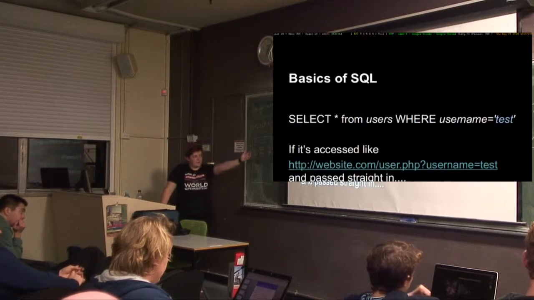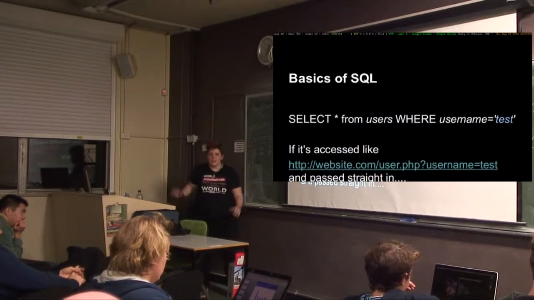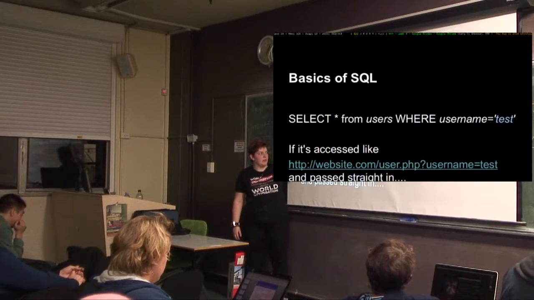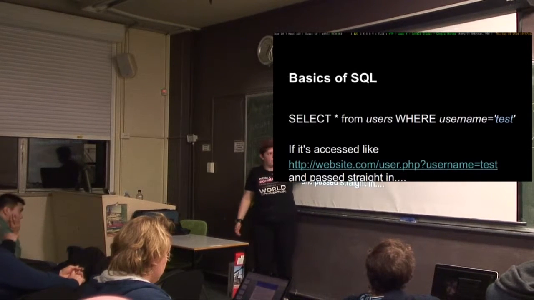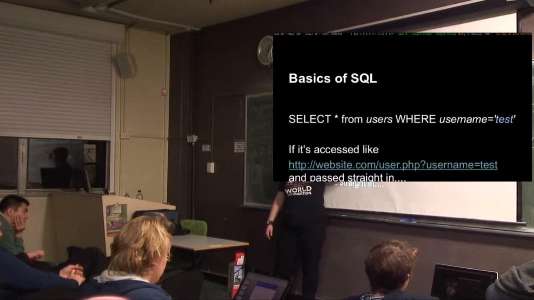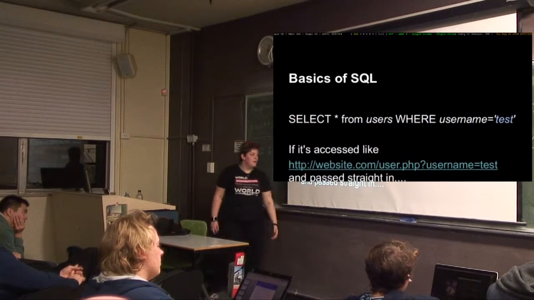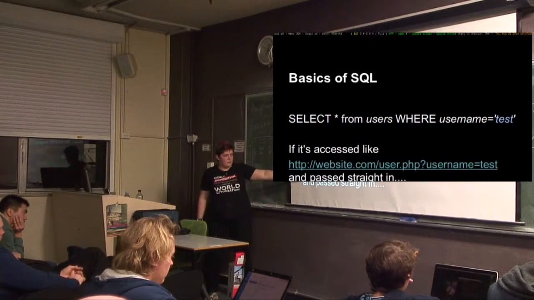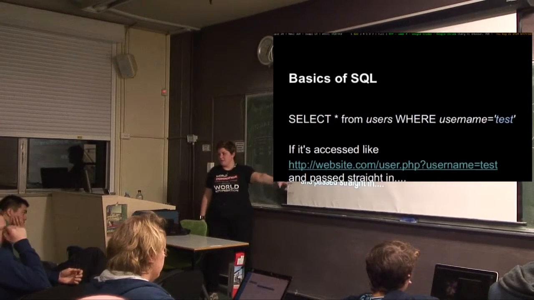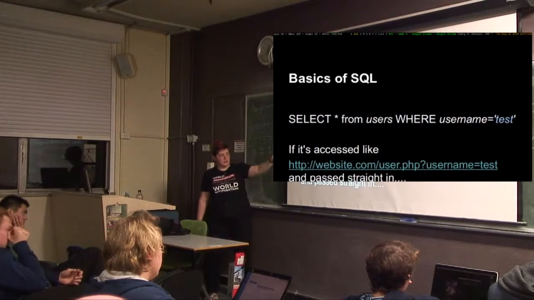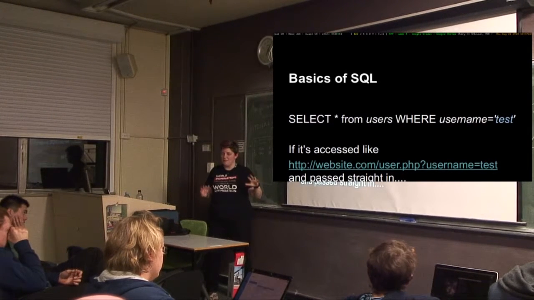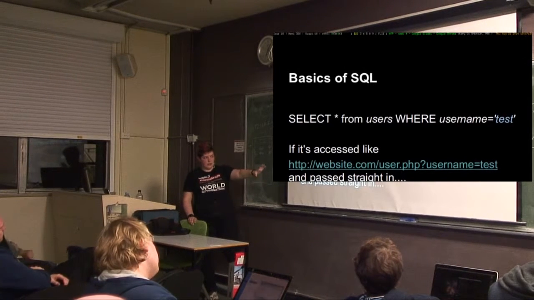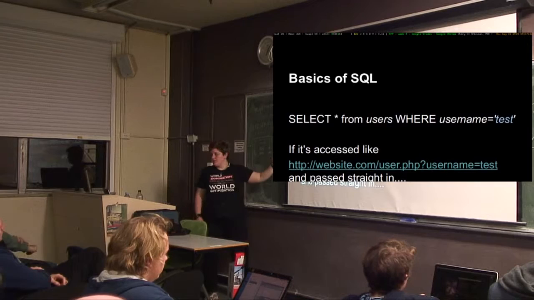So, a SQL query, all you need to remember, you don't have to remember much. You've got select whatever you want, select ID or star for everything, from table name, users or whatever, where thing equals thing. So username equals test, for example. The problem is, if the website has user.php?username=test, and test is passed straight into the database, can you guys see what might be wrong with this? If you can pass in anything you want right into the database.